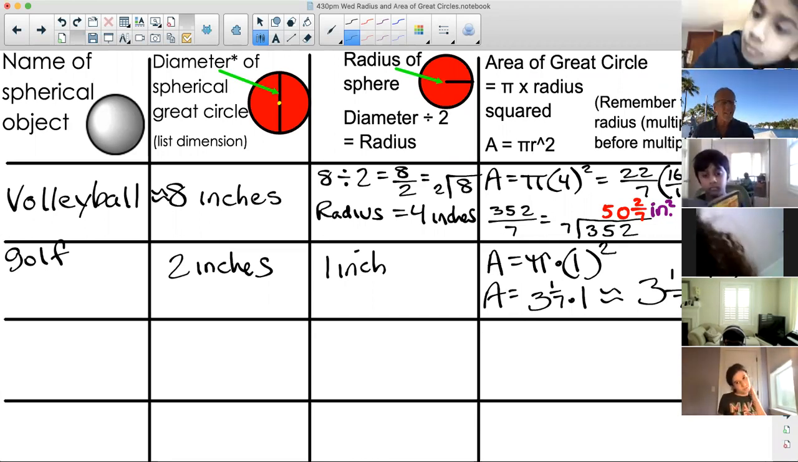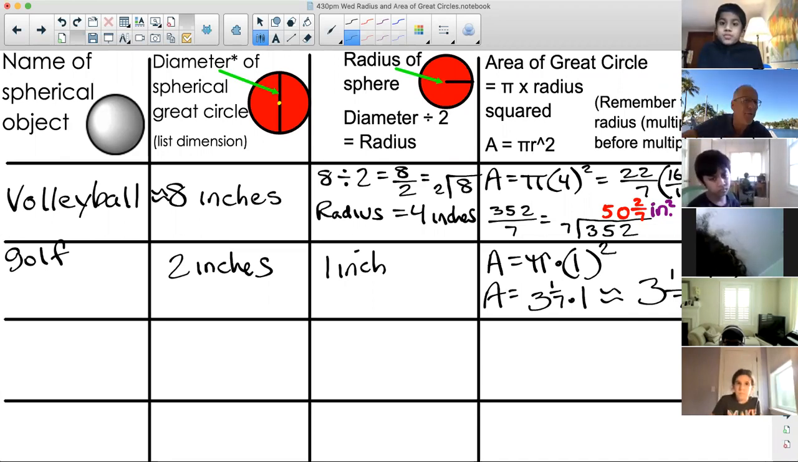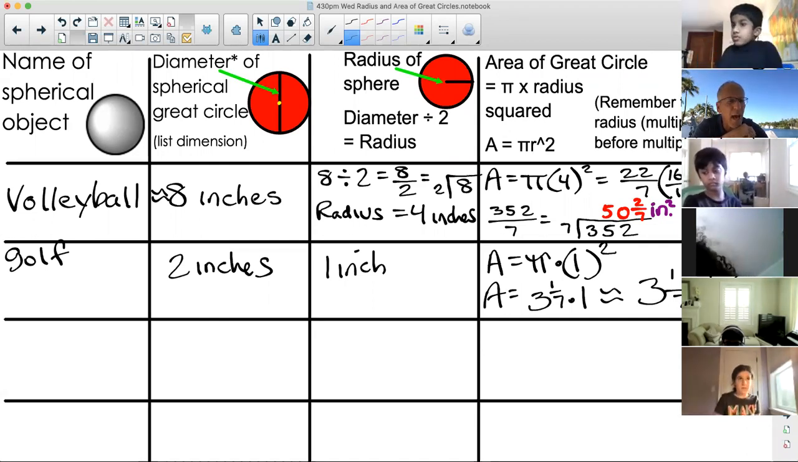Now, can I ask a question? When you look at a ball, doesn't a ball have many circles that can be cut through it? Yep. But which circle are we talking about? Gabby?